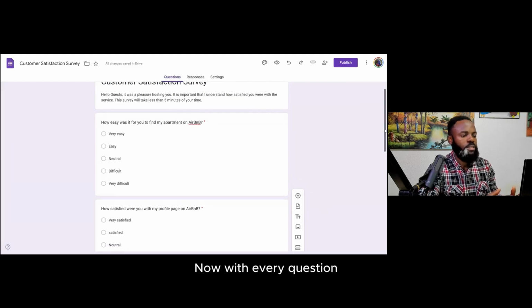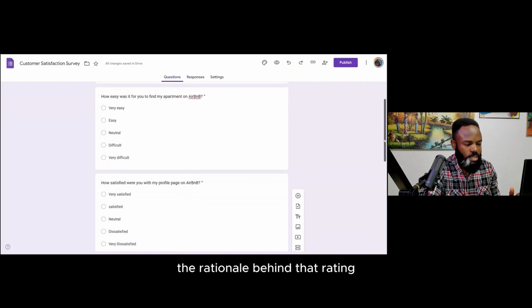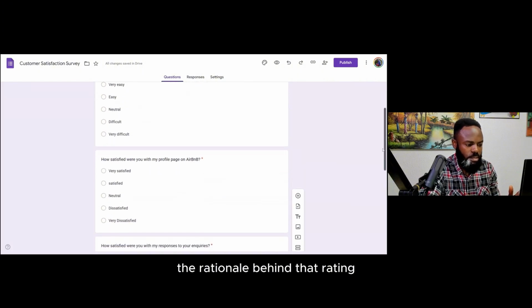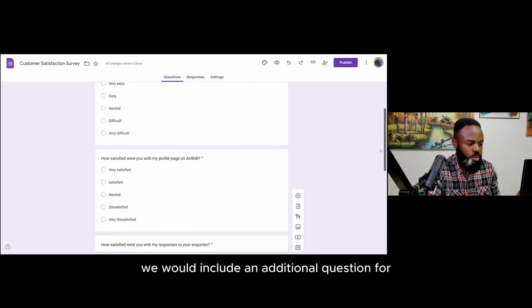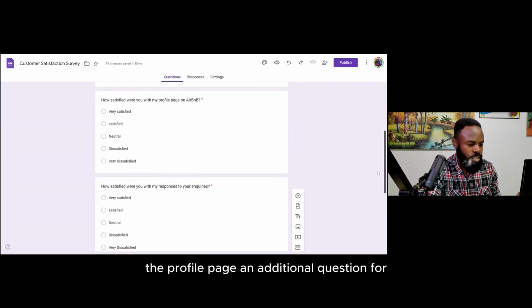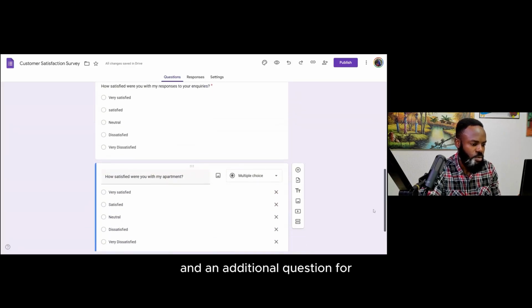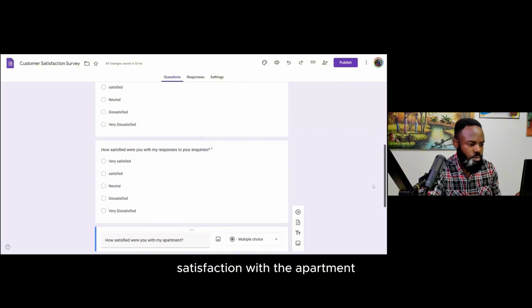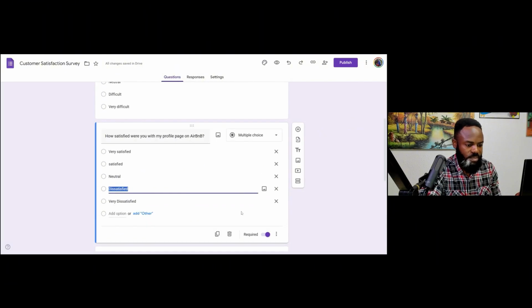Now, with every CSAT question, it's important for you to understand the rationale behind that rating. So in this case, we would include an additional question for the profile page, an additional question for satisfaction with the responses, and an additional question for satisfaction with the apartment. And anyone guess what that question would be? That would give you additional insights. I will let you know.